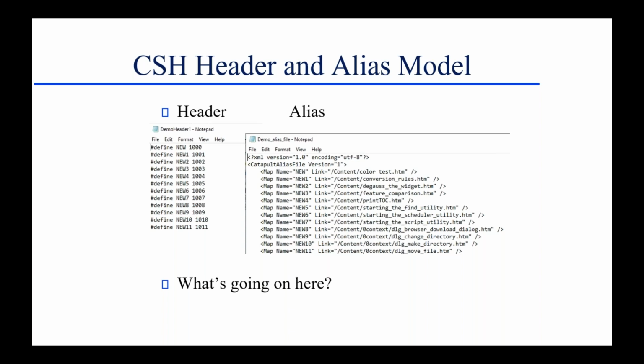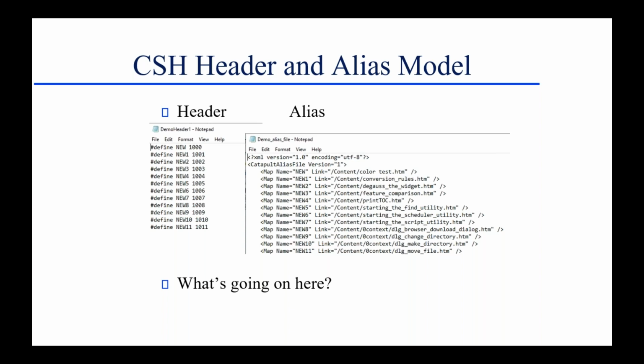And then there's an ID, the help ID, in the left-hand column. So new one, new two. And then that pound define is just a piece of code that automatically gets added. You can ignore it. On the right is the alias file. And if you look at this, this repeats the ID, new one, new two, and so on.